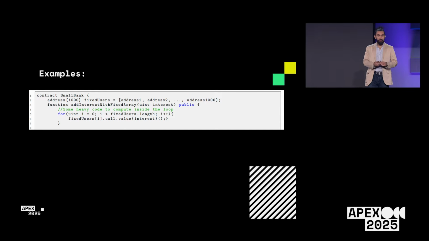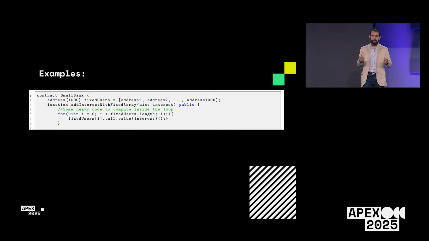Let me give you an example so we can understand what exactly I'm talking about here. So here we have a very simple smart contract. Let's say this is a small bank smart contract, and it has one very simple function. That function is to add interest to the users of this bank. The users are stored in a fixed array.